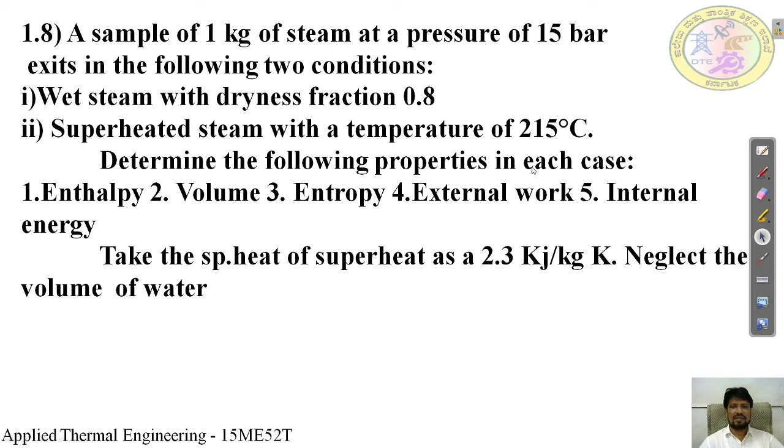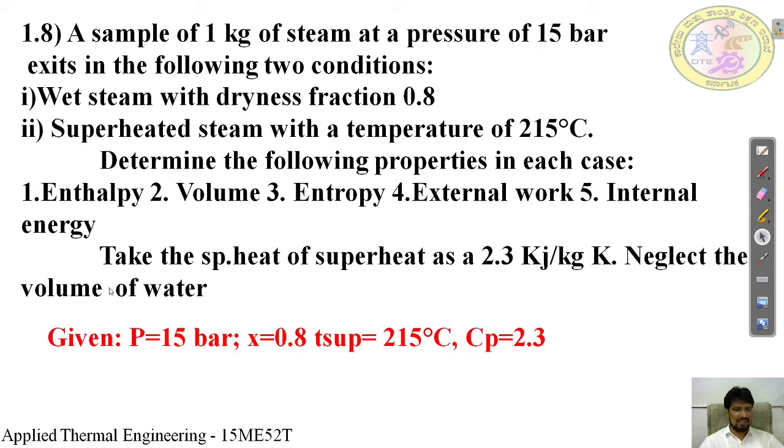Then determine the following properties in each case, that means when it is wet steam and when it is superheated steam. First you calculate enthalpy, then specific volume, entropy, external work, then internal energy. Also take the specific heat of superheat as 2.3 kilojoules per kg Kelvin. Now neglect the volume of water. So here we are neglecting the volume of water, that is Vf is 0.